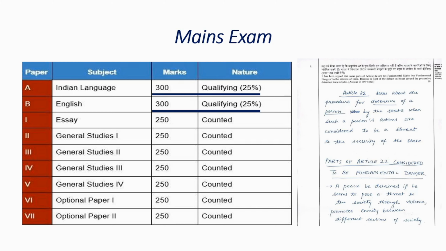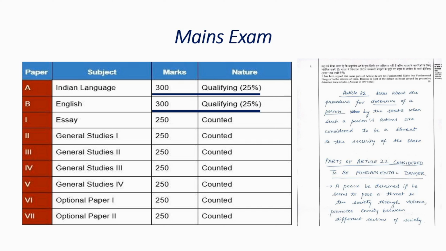Next comes the essay, next come the 4 general studies papers, then 2 optional papers, and all of these papers are for 250 marks. As you can see here, the remaining 7 papers will be counted for merit, for the final ranking. So prelims you have qualified, you can forget your prelims marks. Indian language papers you have written, you can forget them, if you are scoring above 75.